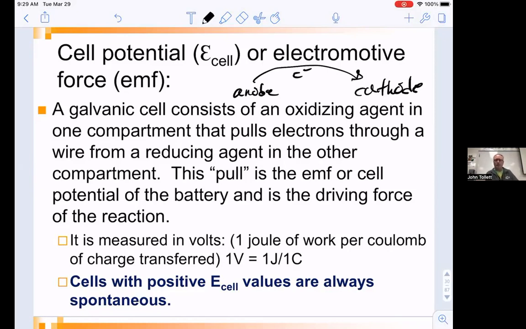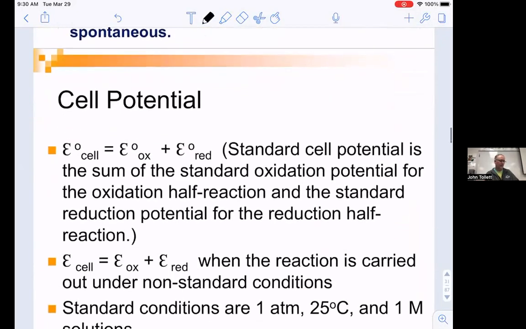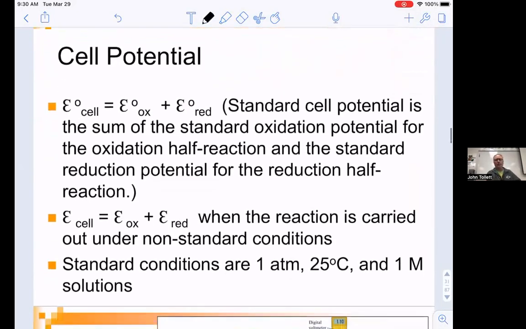A volt is a joule per coulomb. That's not really something you need to know necessarily, but that's what it is. And reactions with positive cell potentials are always spontaneous. That's a little different than it is with Gibbs free energy, or delta G values, which are negative for spontaneous reactions, but we'll have a formula in a future video that interrelates the two so you'll understand. Cell potential can be calculated the same way, but under different conditions.